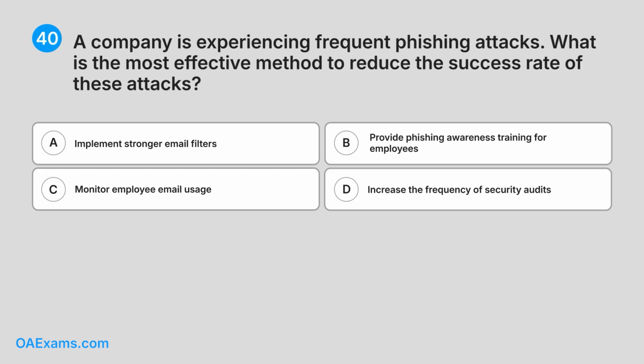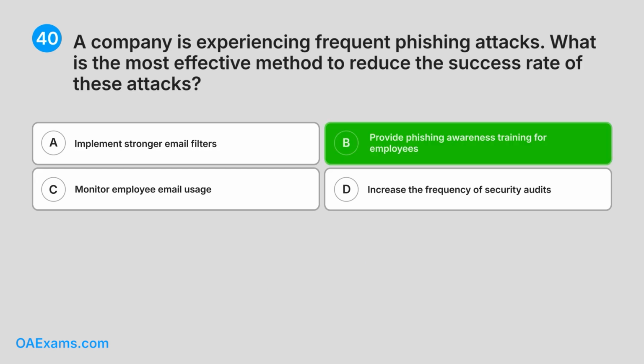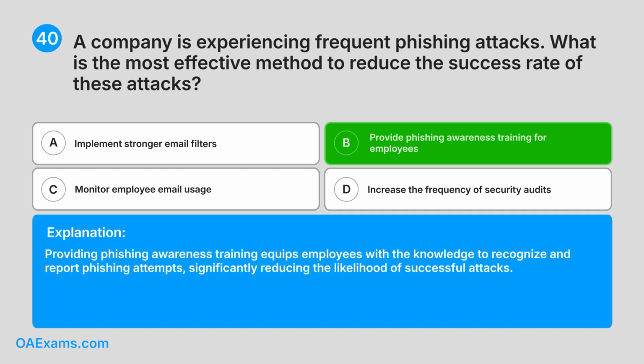Correct answer. B. Provide phishing awareness training for employees. Explanation. Providing phishing awareness training equips employees with the knowledge to recognize and report phishing attempts, significantly reducing the likelihood of successful attacks.